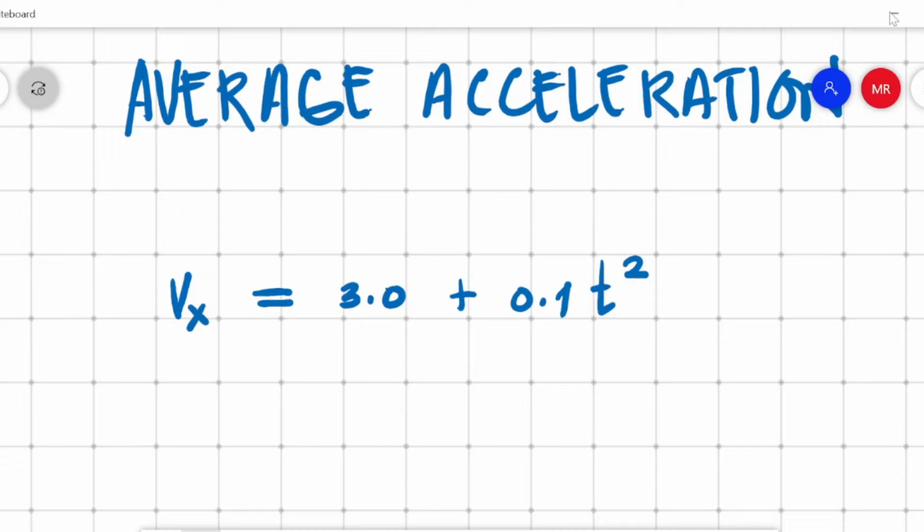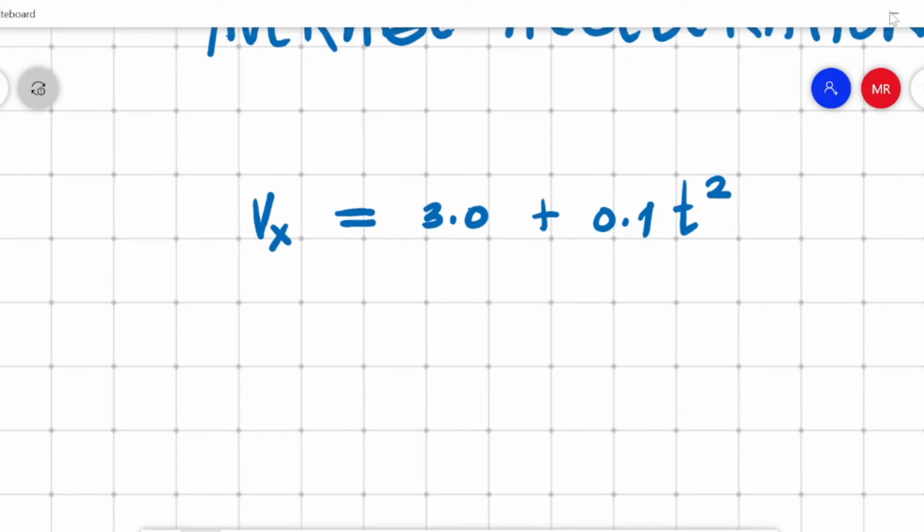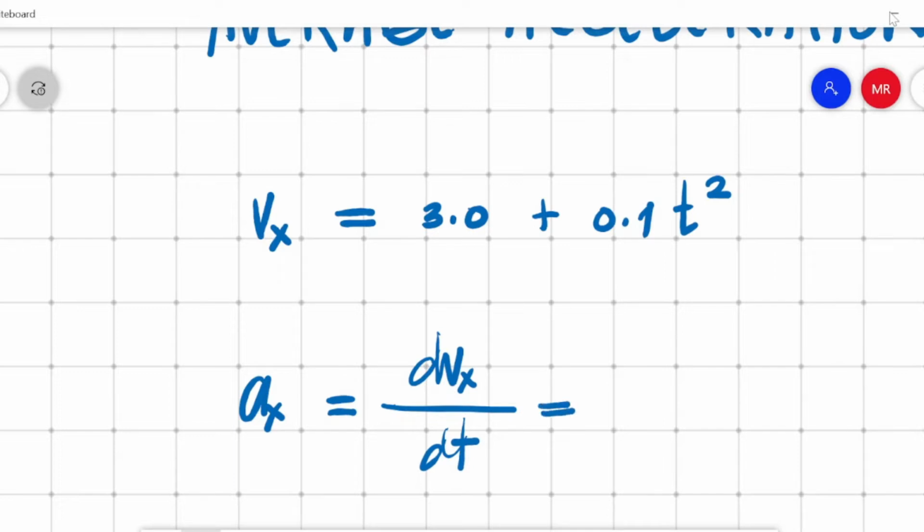If we are to get the acceleration function, we need to use calculus. From velocity to acceleration, we will use differential calculus. We will differentiate to get ax. We know that ax is equal to dvx all over dt, the differential of the velocity with respect to time.